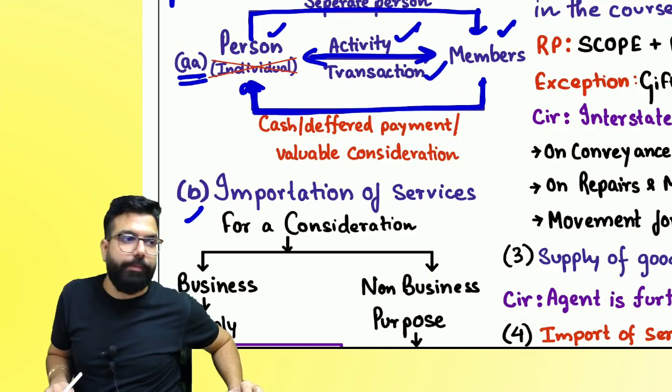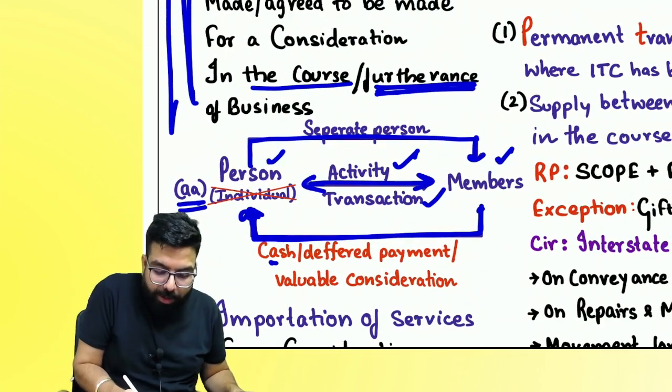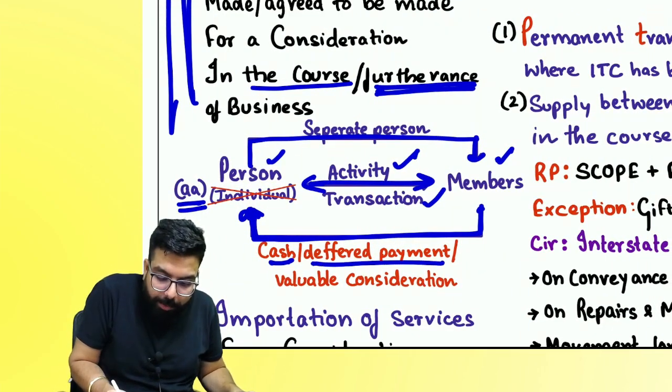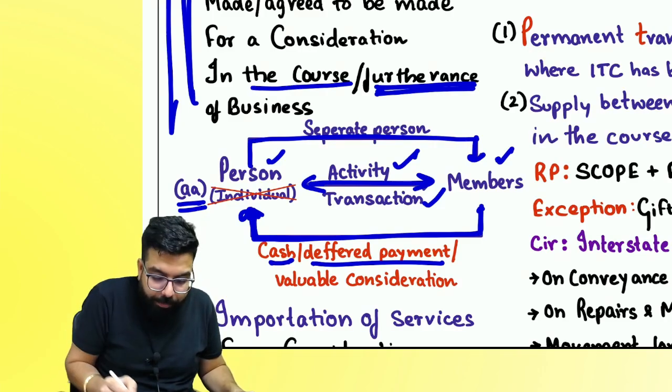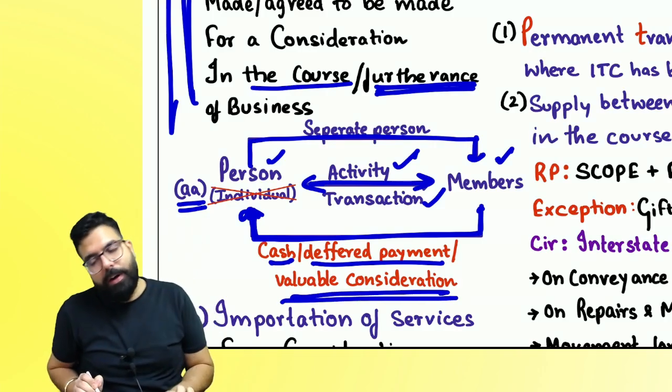Can I go ahead, everyone? Okay. It can be for cash, deferred payment means you can pay in installments, or it can be any other valuable consideration.